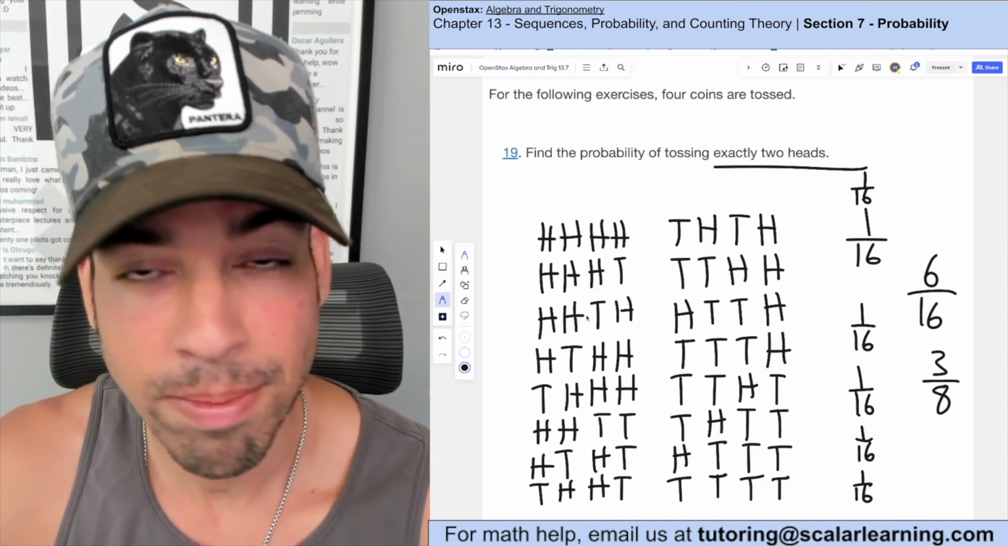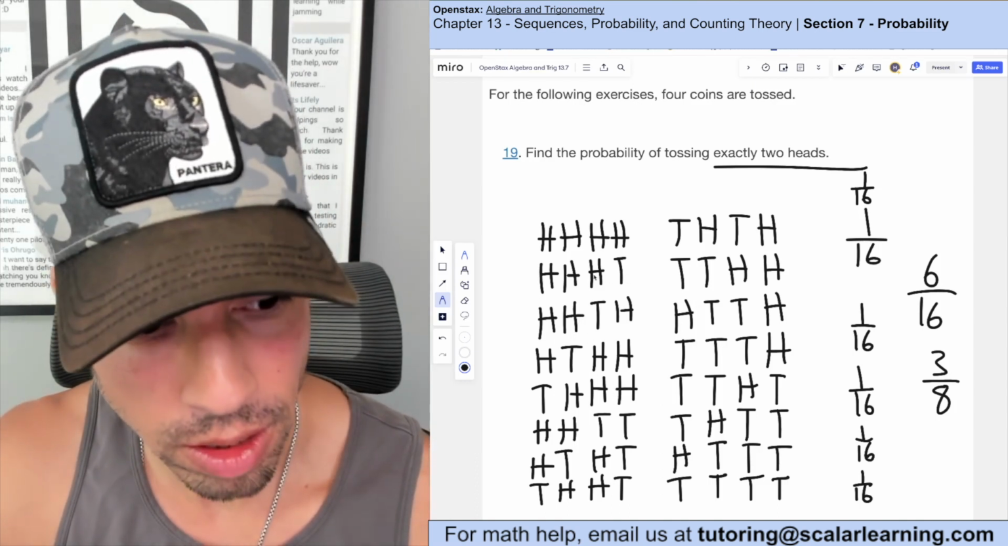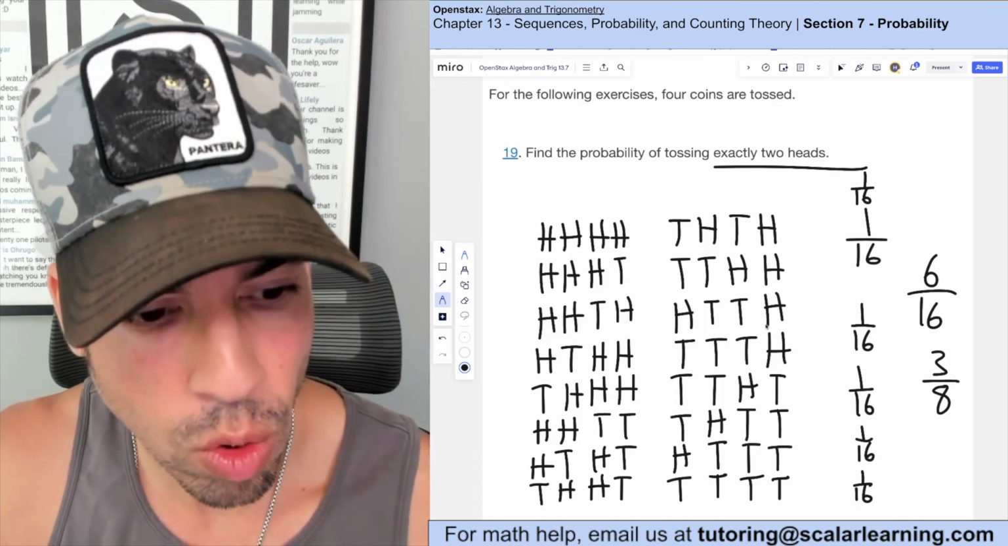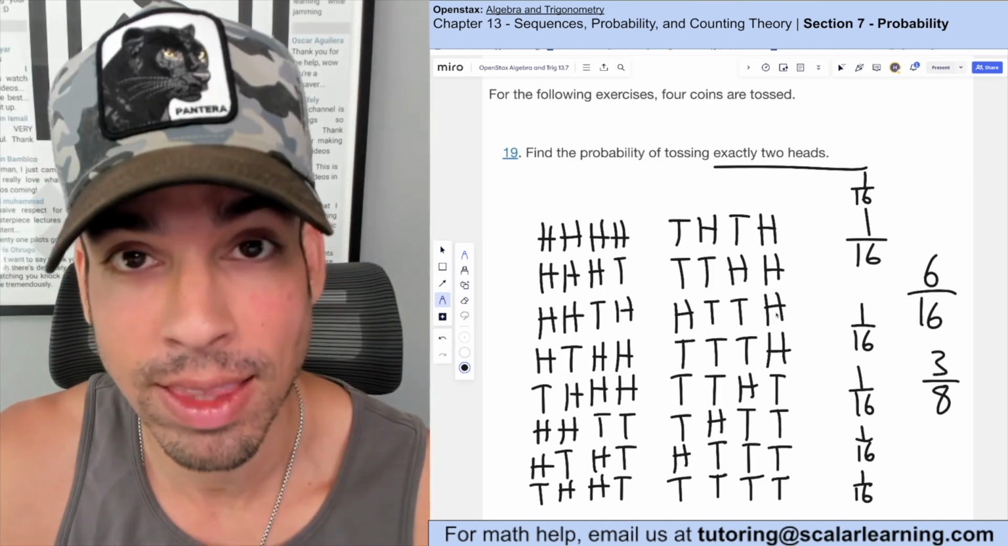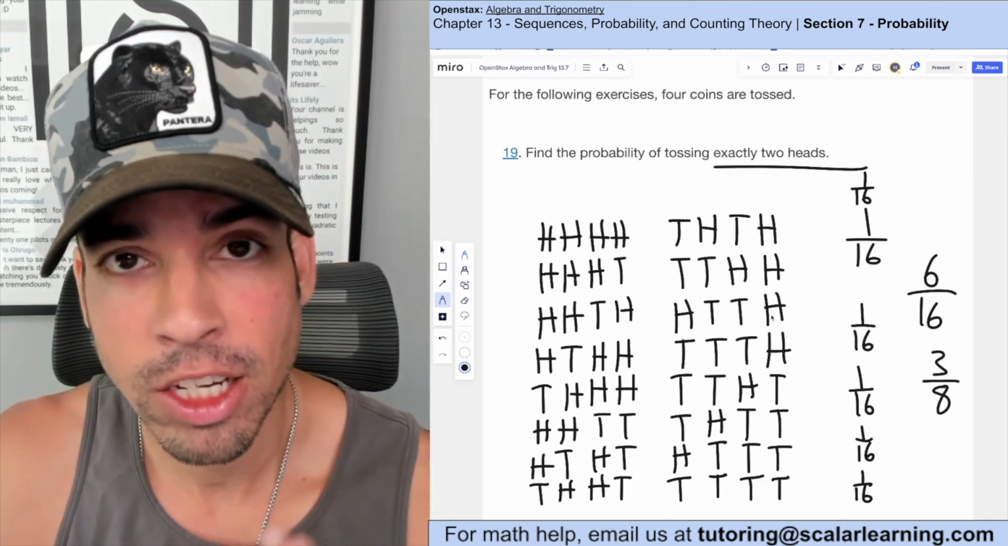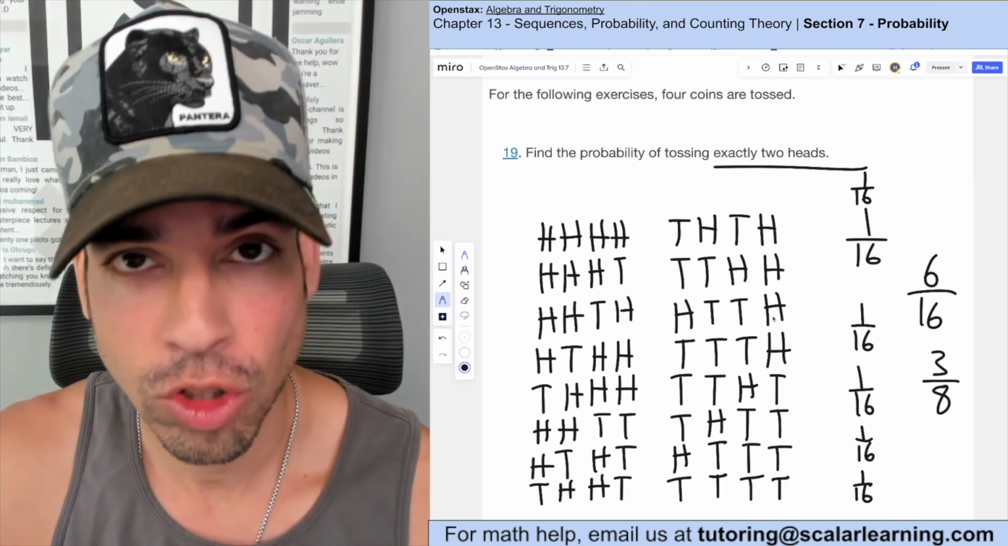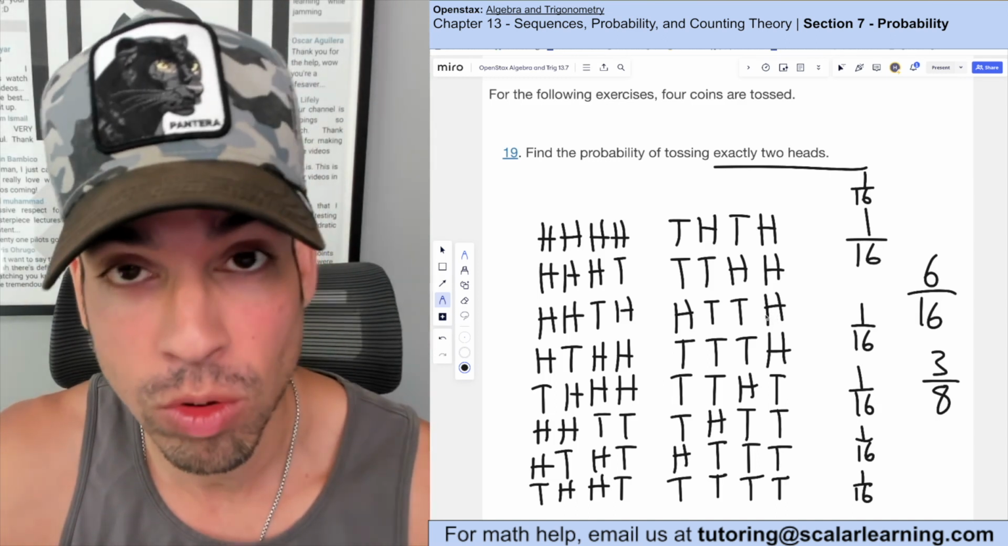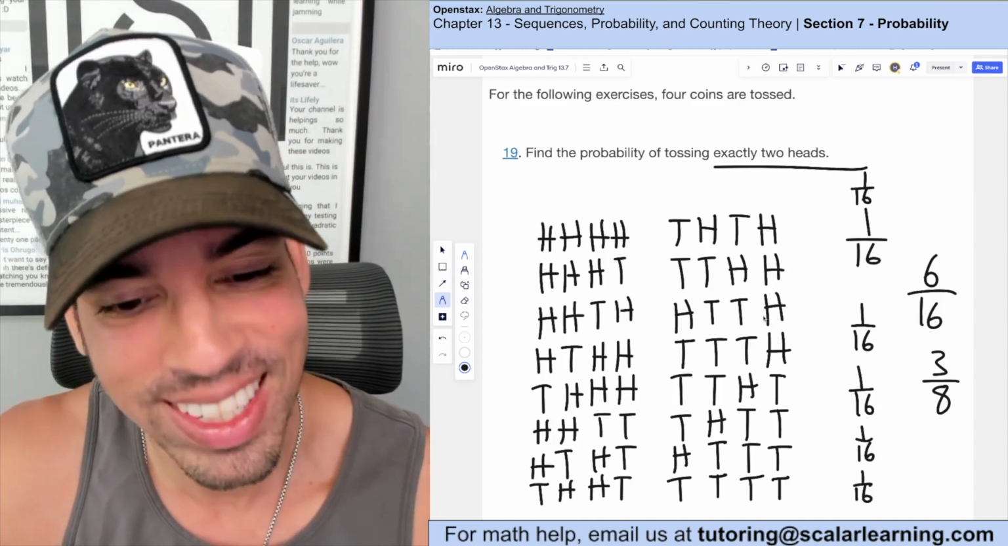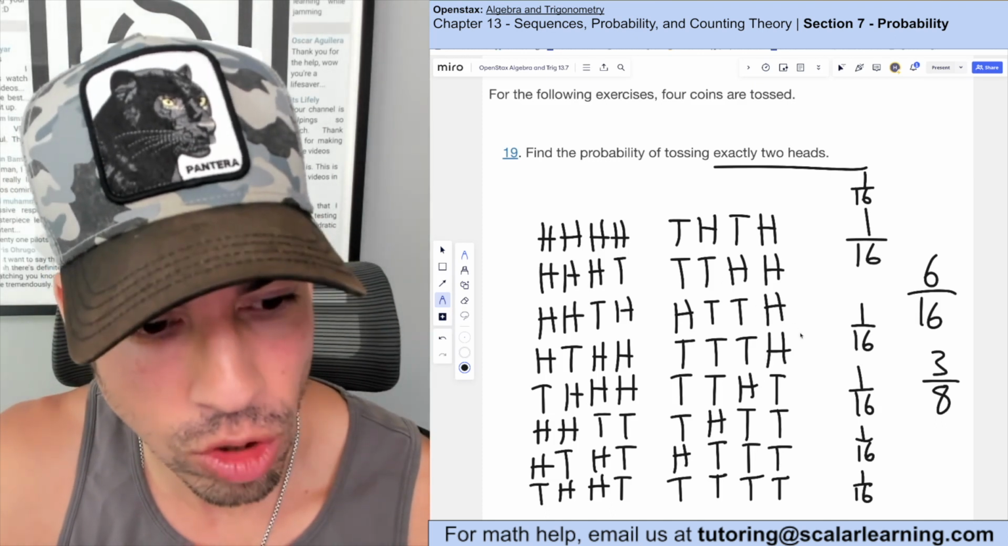So what I've done here is I've mapped out every single possibility of these coin tosses, right? And there's actually going to be 16. That makes sense because think about it. Each coin toss has 2 outcomes. So it's 2 times 2 times 2 times 2, because it's 4 tosses, is 16. So there should be 16 total outcomes.